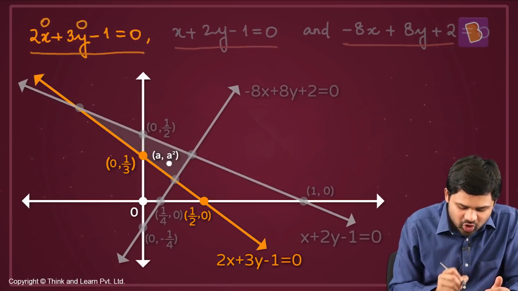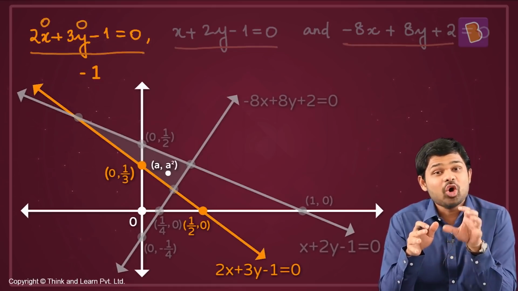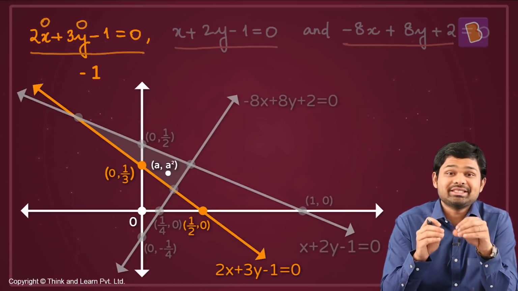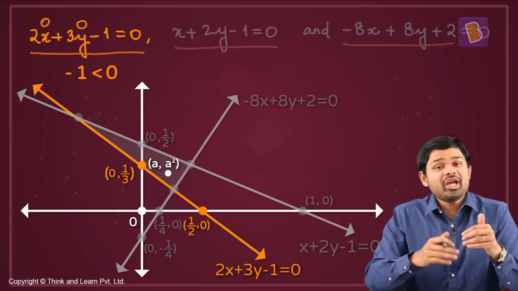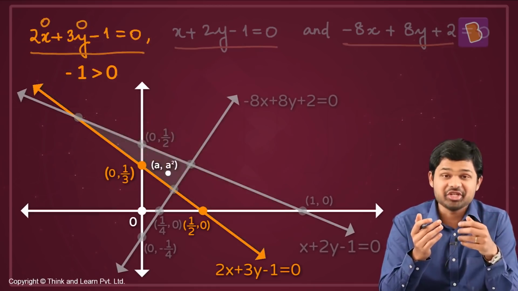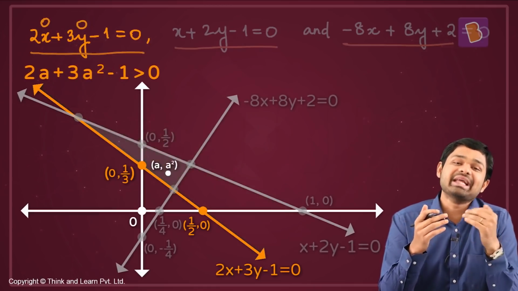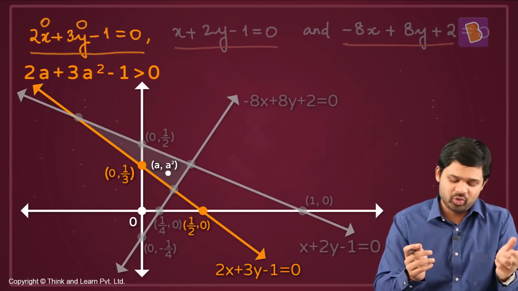I'm going to put in the value of (0, 0) in the expression and I get -1. So this means that the origin is in the 2x plus 3y minus 1 less than 0 region. Correct? So (a, a²) is in the opposite region. So (a, a²) satisfies the condition 2x plus 3y minus 1 greater than 0. You understand the drill? This is how we are going to find out the other two inequalities.